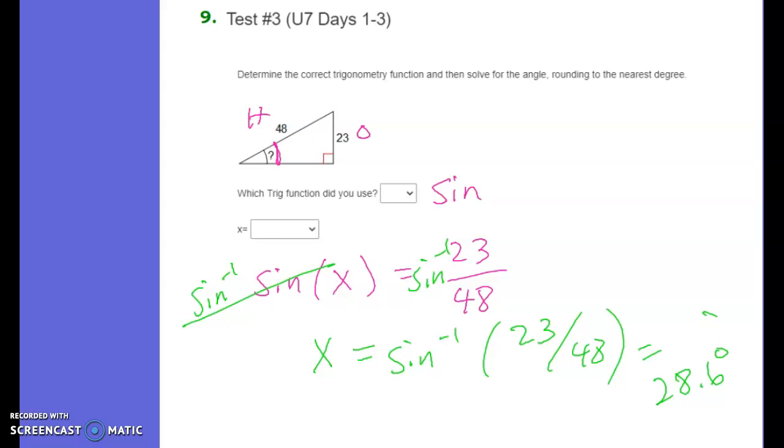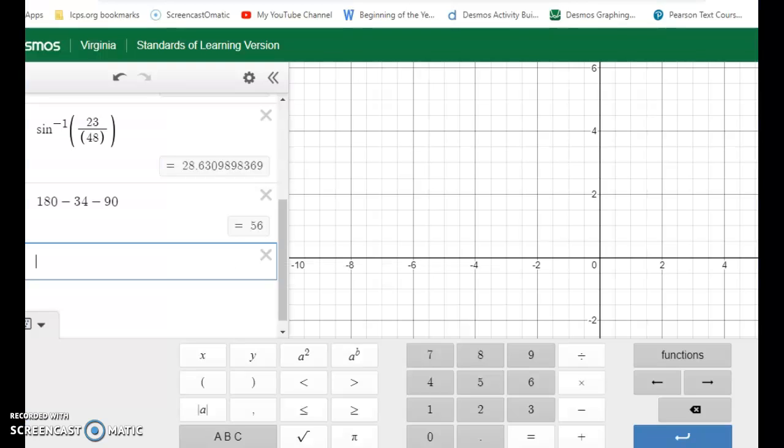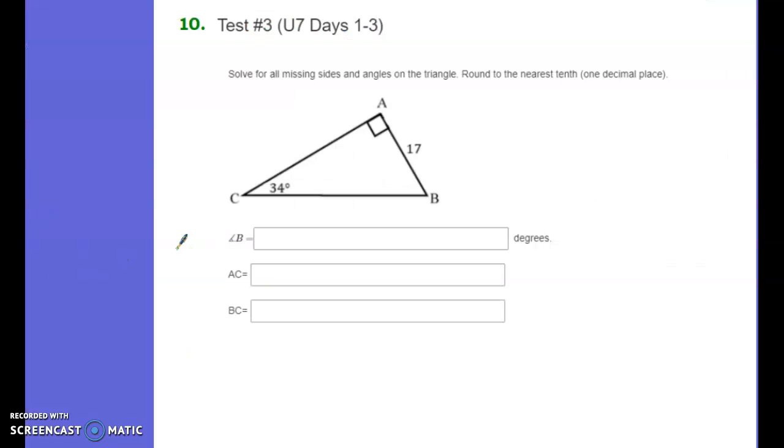And it looks like our last one, to find the measure of the missing angle, you're just going to subtract the 90 degrees and the angle that we have, which is 34, from 180, because the sum of all three of those interior angles adds up to 180. And I am getting 56 degrees, so that is the measure of angle B. Yeah, 56 degrees. All right, now we're going to find the length of AC.